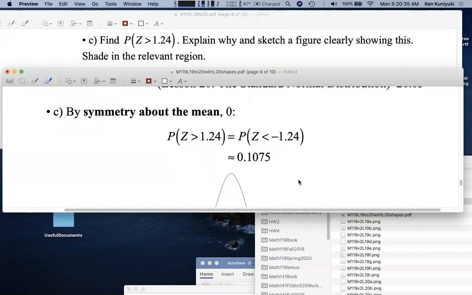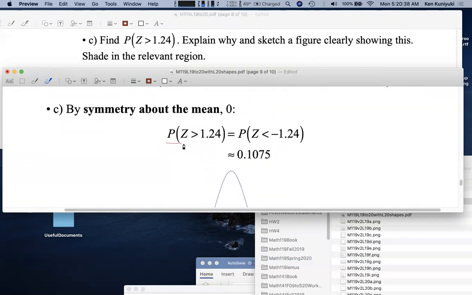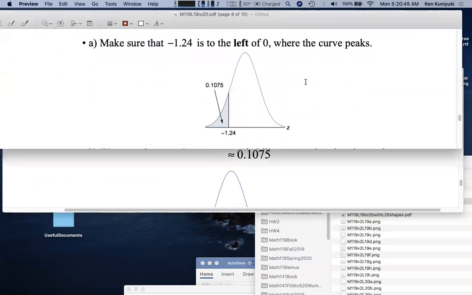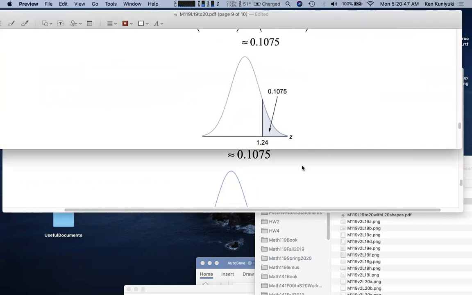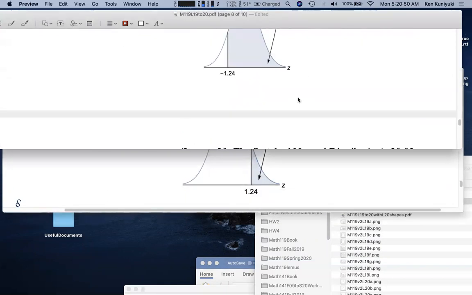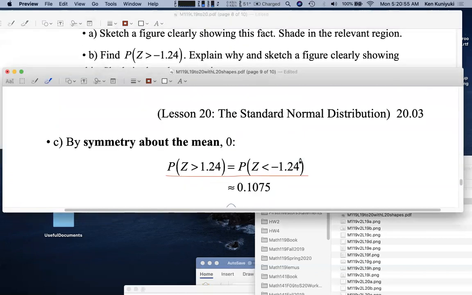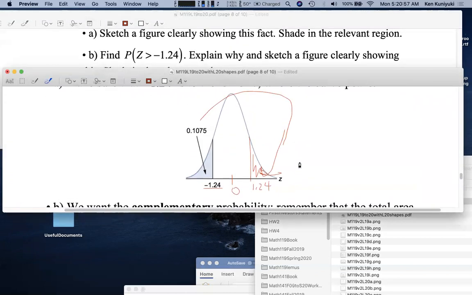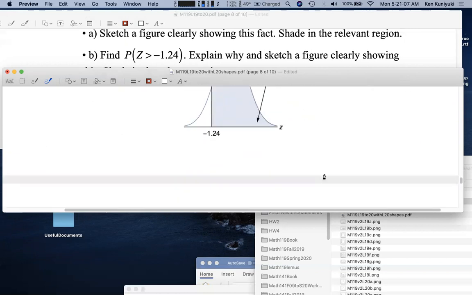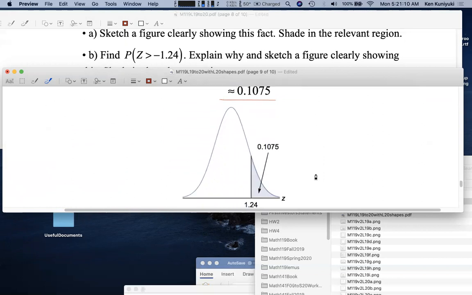So the answer to C, by symmetry about the mean, the probability that Z is greater than 1.24 is the same as the probability that Z is less than negative 1.24. It's mirror images. So where did I put the picture? Put up here. Okay, so these regions are mirror images of each other. The probabilities are the same. The areas are the same by symmetry. So 0.1075.